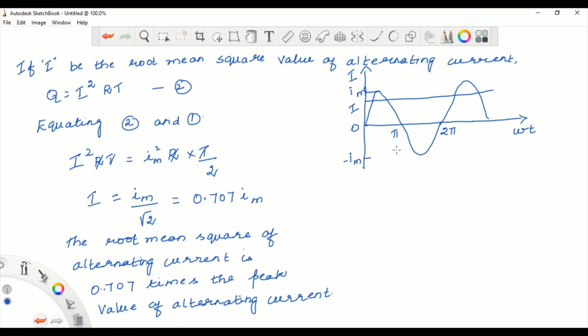Similarly, I told you that we can also find what is the RMS value of alternating voltage also.